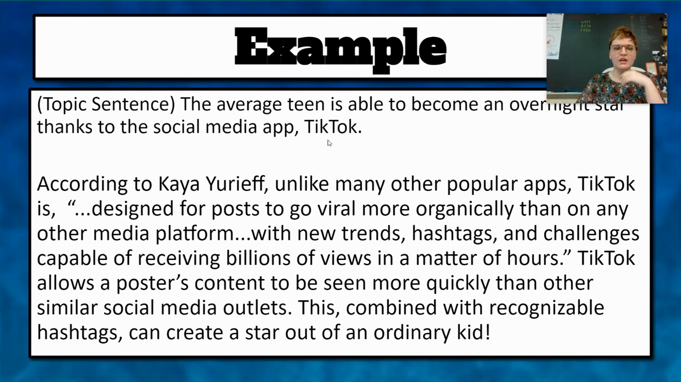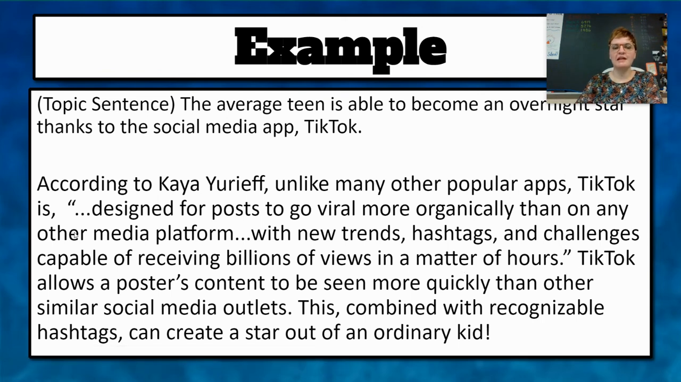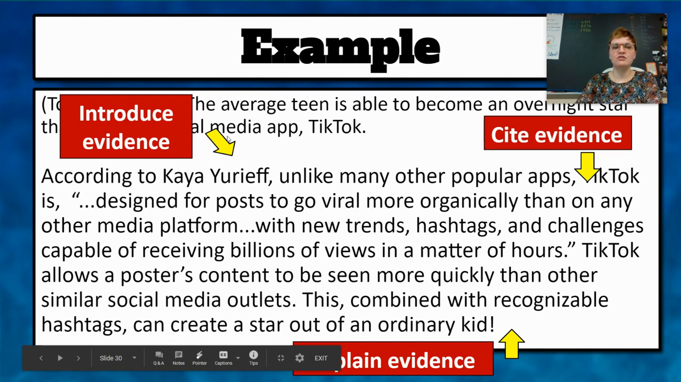But now it's huge. So according to Kaya Yuriev, unlike many other popular apps, TikTok is, so I have my author, a context, and then here I'm introducing it with just a phrase. So it is, quote, designed for posts to go viral more organically than on any other media platform, with new trends, hashtags, and challenges capable of receiving billions of views in a matter of hours, end quote. TikTok allows a poster's content to be seen more quickly than other similar social media outlets. This, combined with recognizable hashtags, can create a star out of an ordinary kid. So here I have introduced my evidence with the author. I've cited my evidence here, and I've explained it. So ICE.